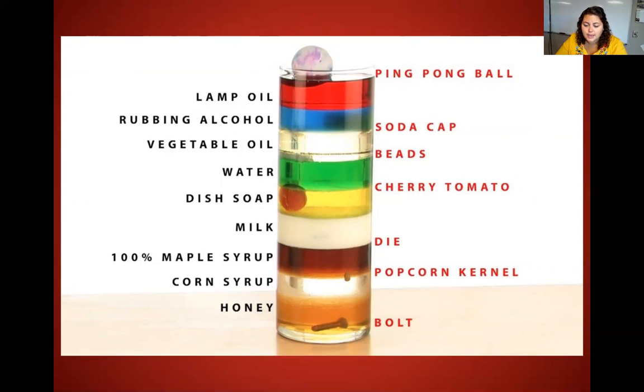That bolt that's made of metal down at the bottom is going to be the most dense thing because it's sitting on the very bottom. That ping pong ball, because it's full of air, is going to float, and it's floating on that lamp oil, that red layer up there. And that lamp oil is less dense than the rubbing alcohol below it, is less dense than the vegetable oil, and then the water. So that lamp oil, if we're talking about liquids, is the least dense liquid, and the honey down at the bottom is the most dense liquid. If we put everything all in the same space, it's going to layer like this because of these objects' different densities.